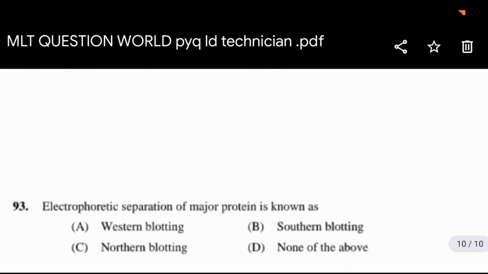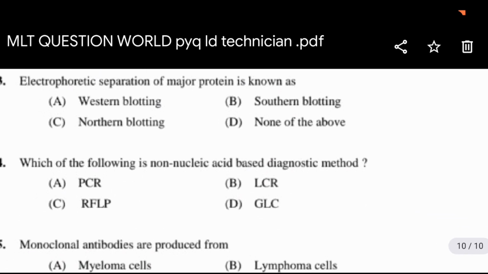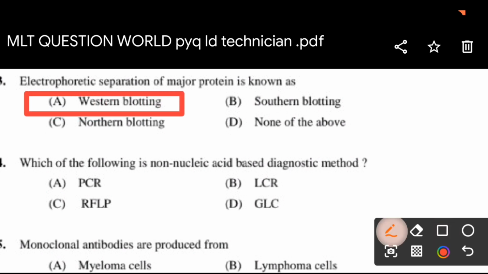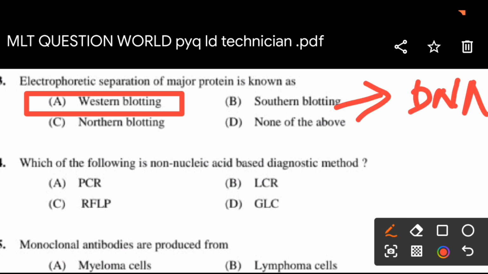Next question. Electrophoretic separation of major protein is known as western blotting, southern blotting, northern blotting, none of the above. The right answer is western blotting. Electrophoretic separation of major protein is western blotting. Southern blotting is for DNA. Northern blotting is for RNA.